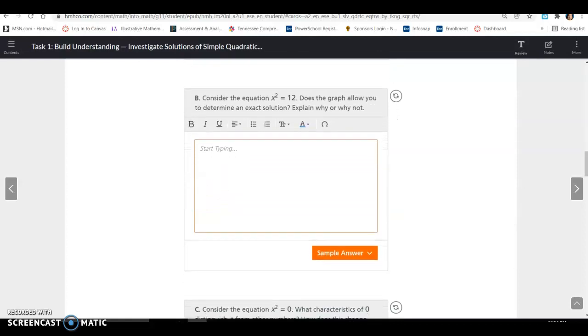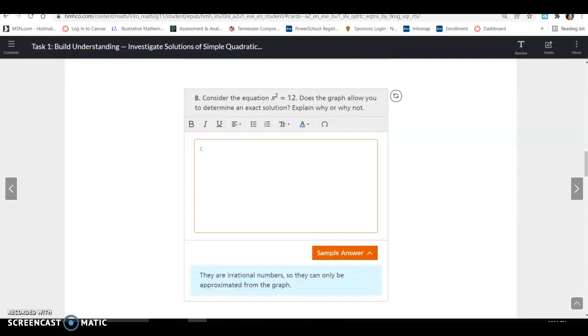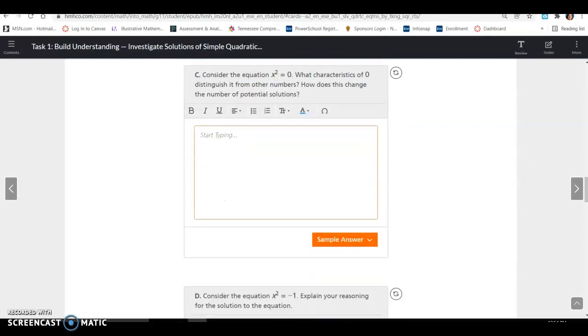Consider the equation x squared equals 12. Does the graph allow you to determine an exact solution? Explain why or why not. If you take the square root of 12, that's going to be an irrational number. It's not a perfect square, so it would not be an exact solution. It would be an approximation, so you would have to round. Let's see what it says here. They are irrational numbers, so they can only be approximated from the graph. So again, it would just be an estimate.